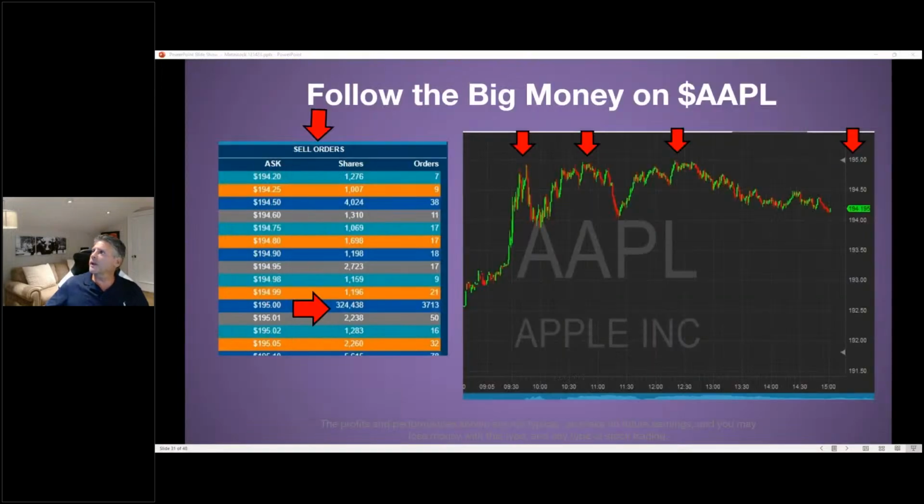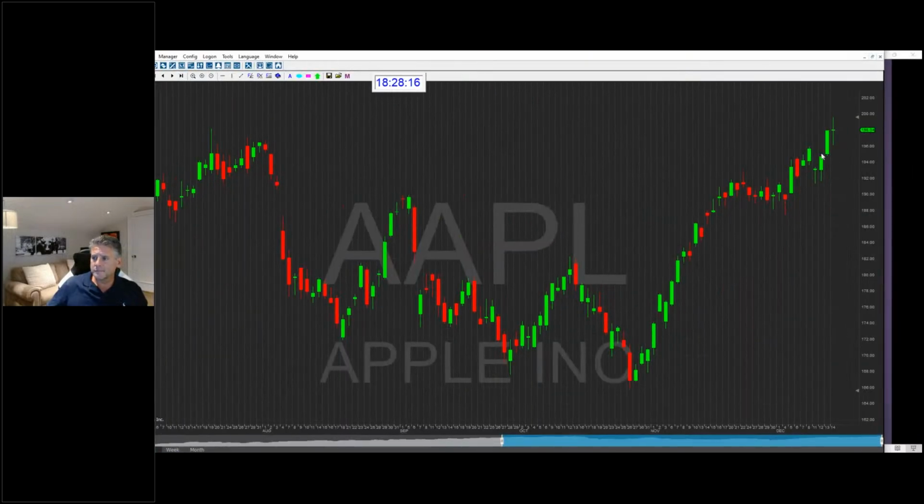Now, the thing I want to explain to you is this. Can somebody buy 300,000 shares at 195? Could that happen? Do you think that could happen? Because if it does, this thing's going to go up to the races. And guess what? Here are your resistance levels. See right there, 195, right around there.